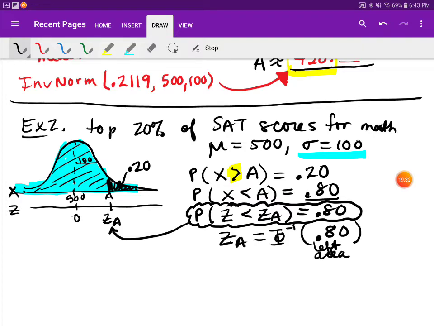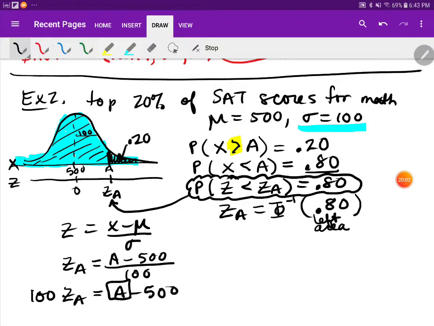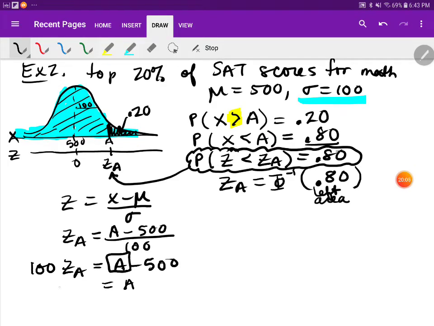Okay, now I'm going to use my conversion formula. So Z equals X minus mu over sigma. So Z is ZA. Got my puppies trying to protect the house, so they're out barking at the window. Okay, so X is A, mu is 500, and sigma was 100. And then you cross multiply, ZA times 100 equals A minus 500. Think of how you want to solve for A. So A, add the 500, and you get 500 plus 100 ZA.